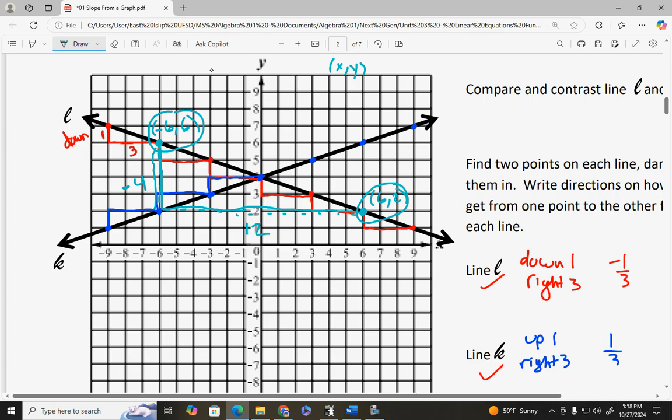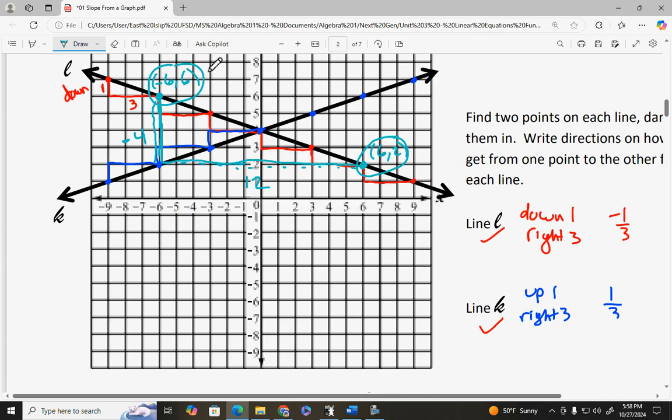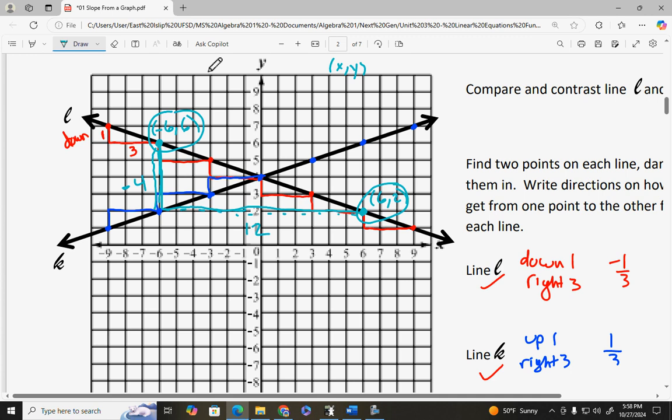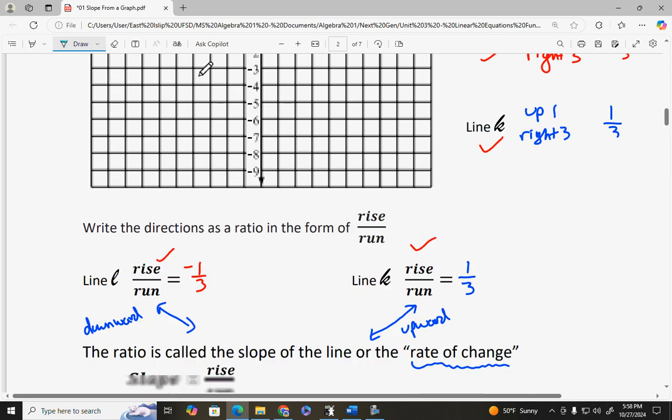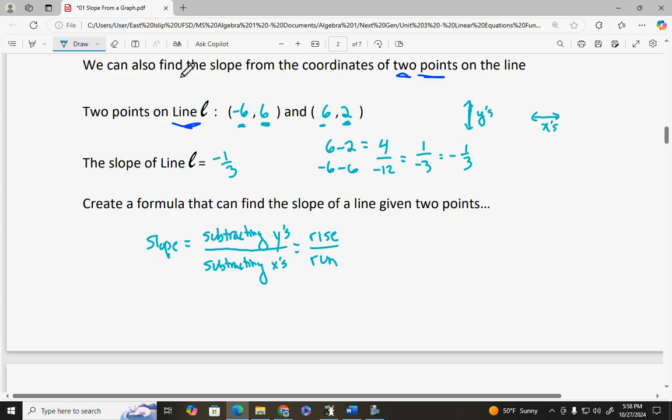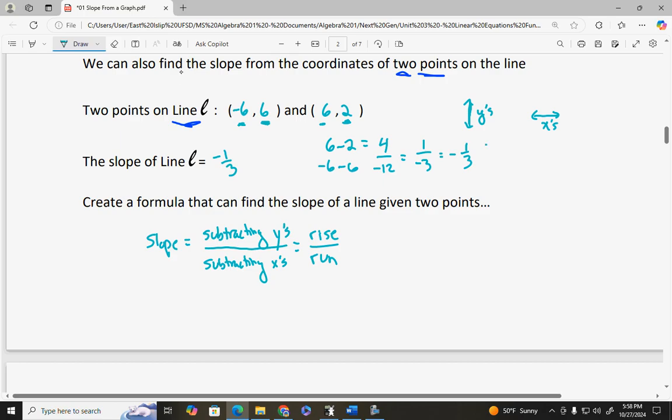And all fractions should be simplified. So no matter what points I pick on this line, I'll always get the same slope. Sometimes the ratio will have to be simplified in order to get the correct answer. So the final answer is negative 1/3. And I found it by subtracting the y's and subtracting the x's, which is the same thing as rise over run. And then some people give this a formula.